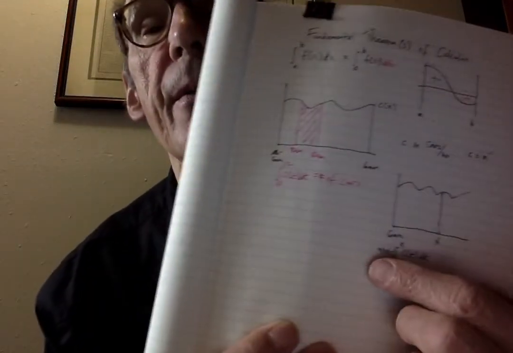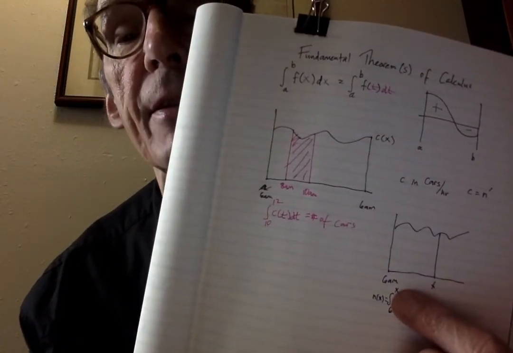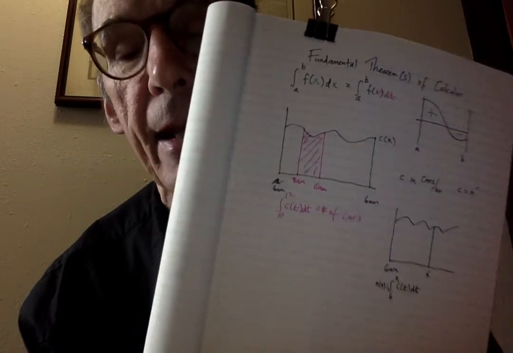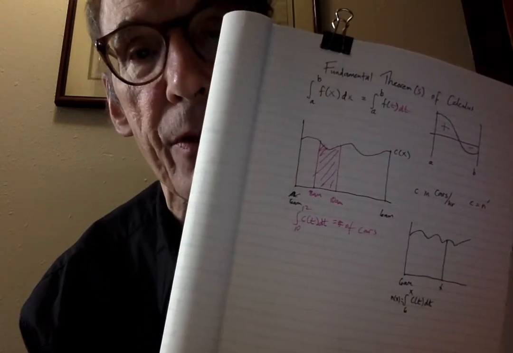And so that's a function, and we better give it a name, so I'm going to call it n of x. You have to be a little careful with notation here, because x is up here, so x can't be down here. You can't have the same x with two different meanings.